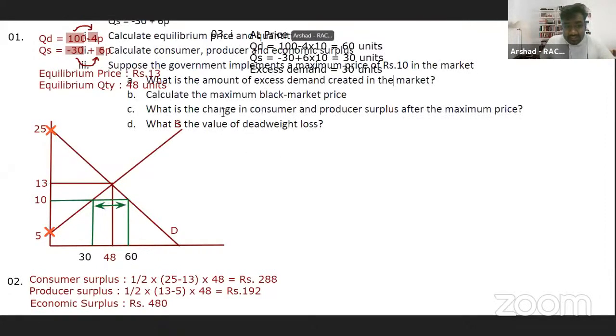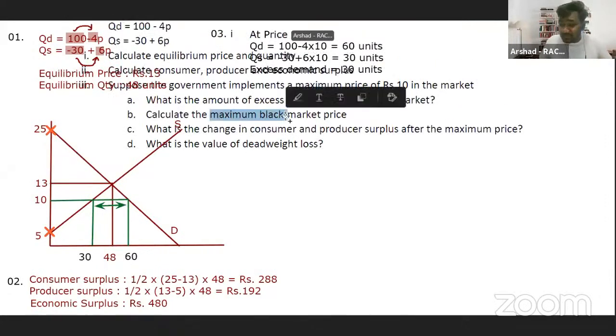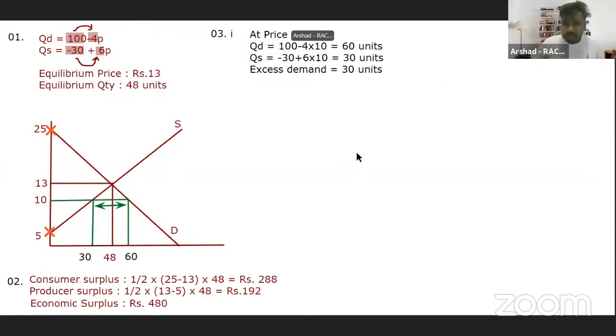Next question is saying, calculate the maximum black market price. Because yes, guys, you have to show workings on your paper. Don't just put the final answer, because then they will think that you copied from your next door fellow. These numbers will not fall from the sky. So do those workings on the paper itself, not elsewhere, and put the answer. So that's better.